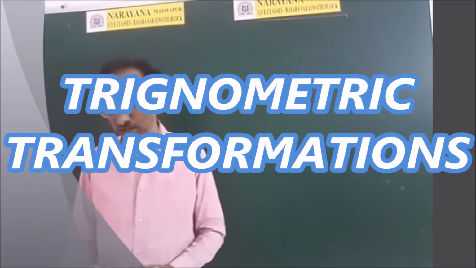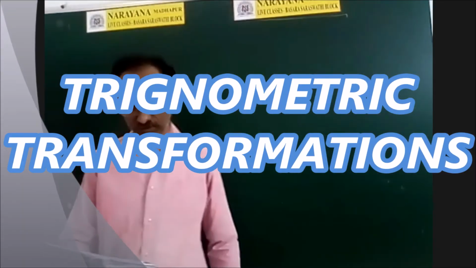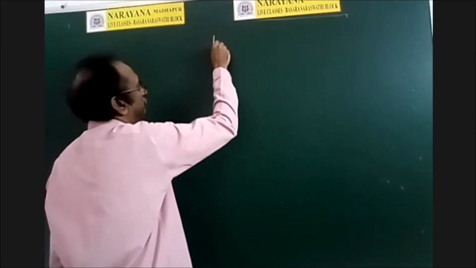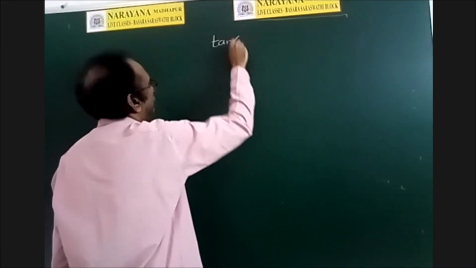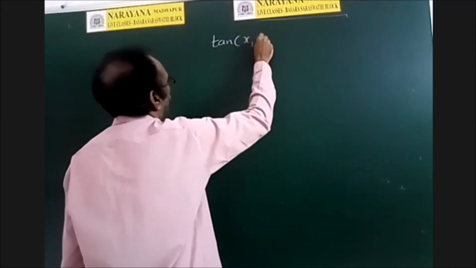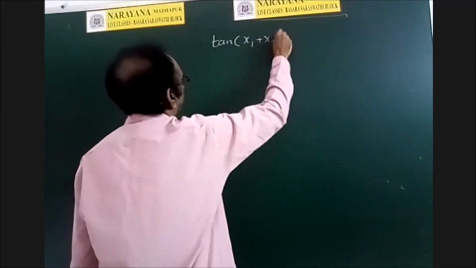So in exercise 4, page number 54, to do question number 3, we need something. You know, tan of A plus B, or tan of x1 plus x2.